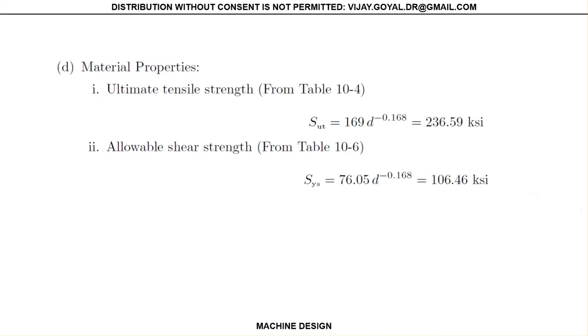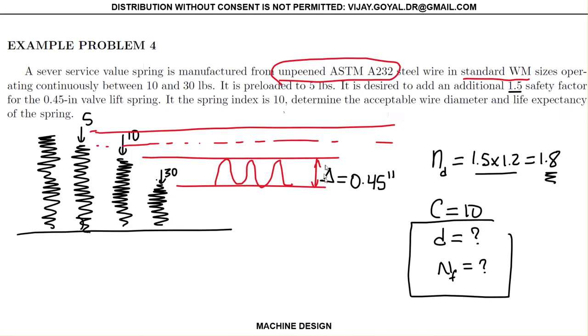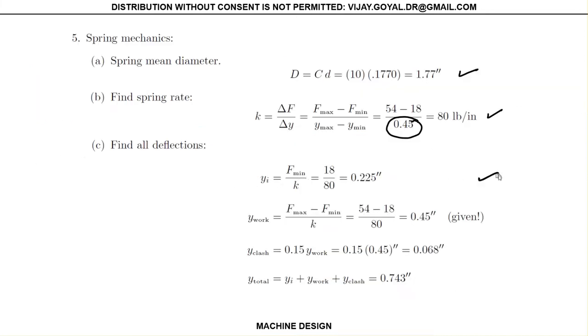Okay, the next thing I want to do in the problem is, for D equal to 0.1770, I find this value. So this is SUT, this is SY, and find your spring mechanics. This is standard. You find your mean diameter, you find your delta F, and remember this is just your work dynamic deflection. It was deflecting between 0.45. So that's given, and then you can find all the values that you need here.